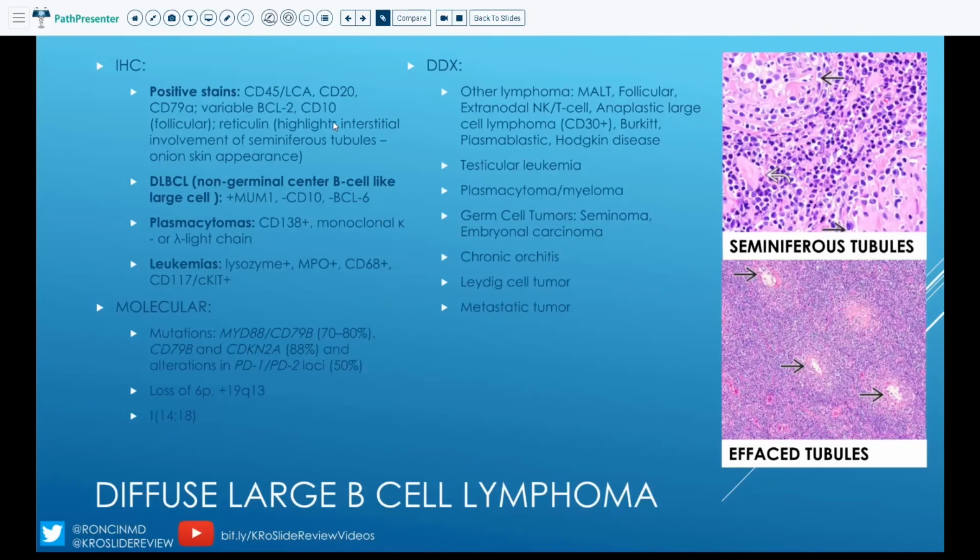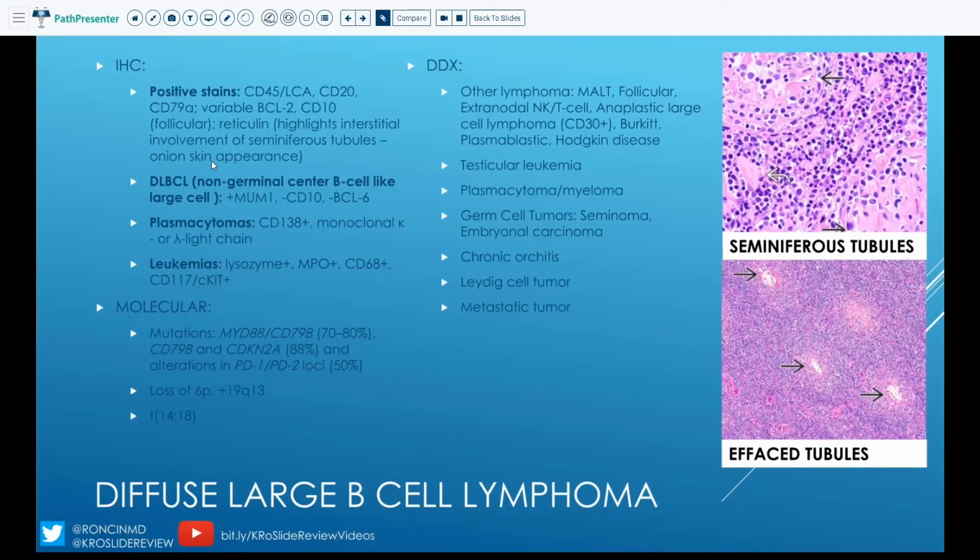So your stains, a lot of these are common between the lymphomas: your CD45, CD20, variable BCL2. CD10 would be positive if you had a follicular lymphoma. And remember that reticulin can be helpful if you're looking for the onion skin appearance around the seminiferous tubules.